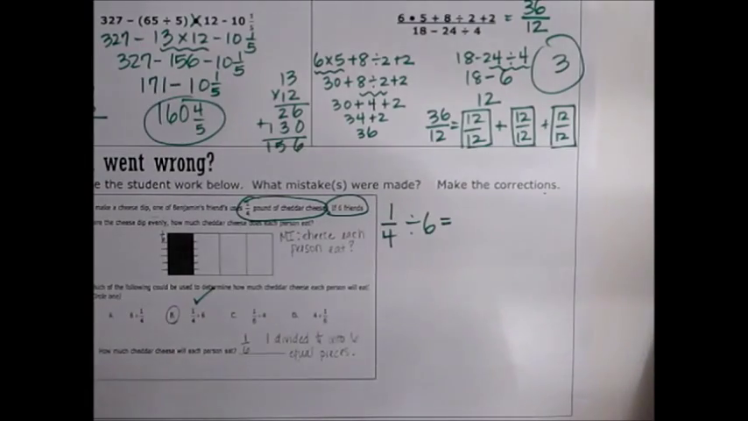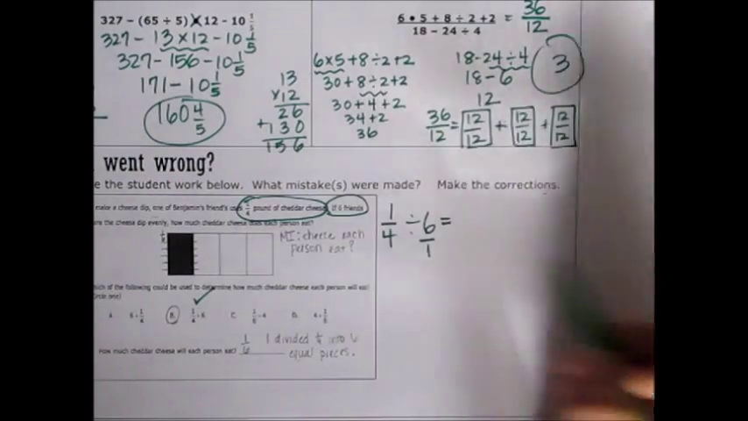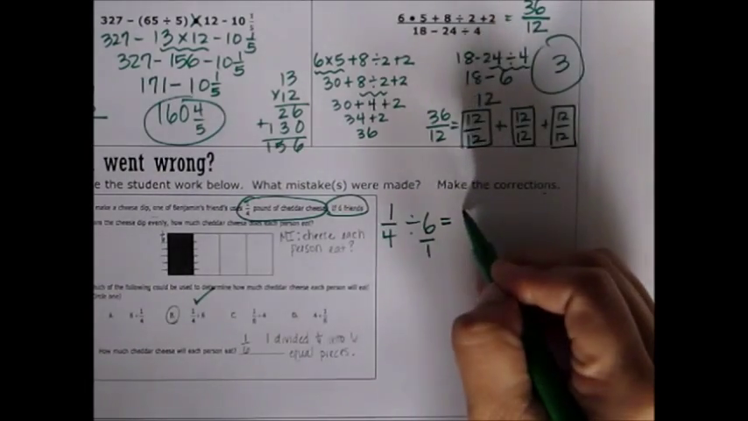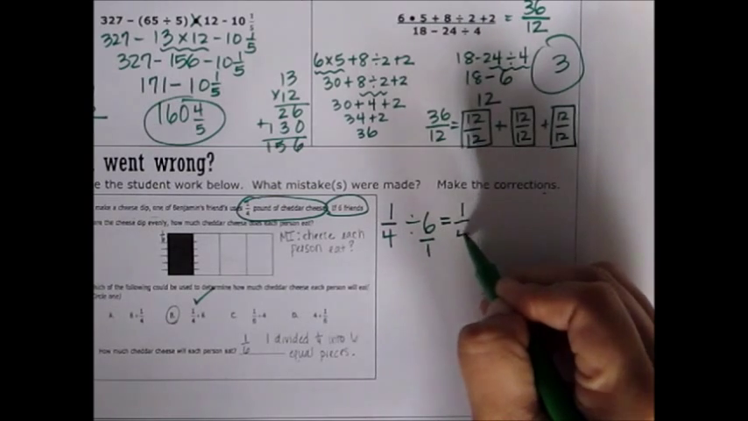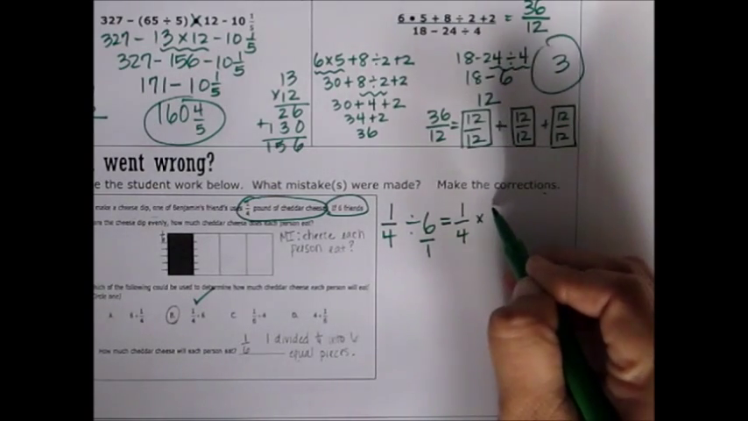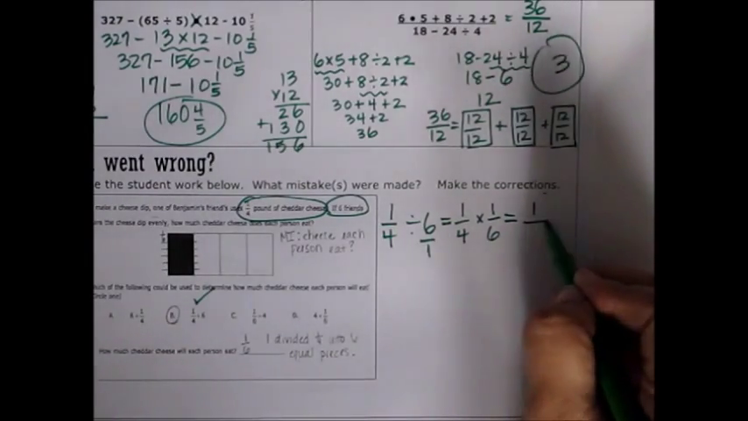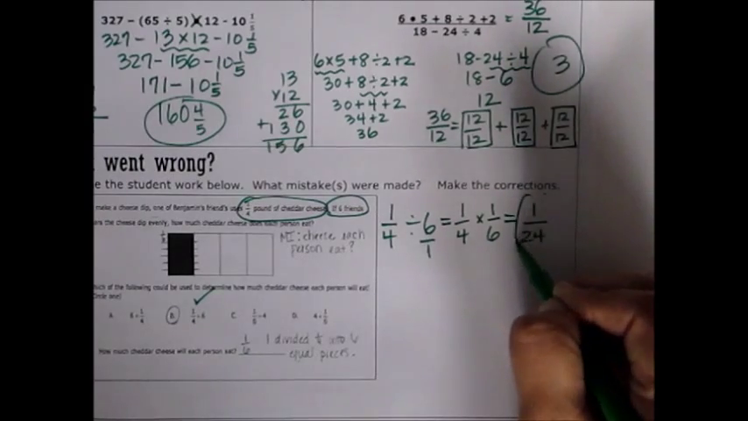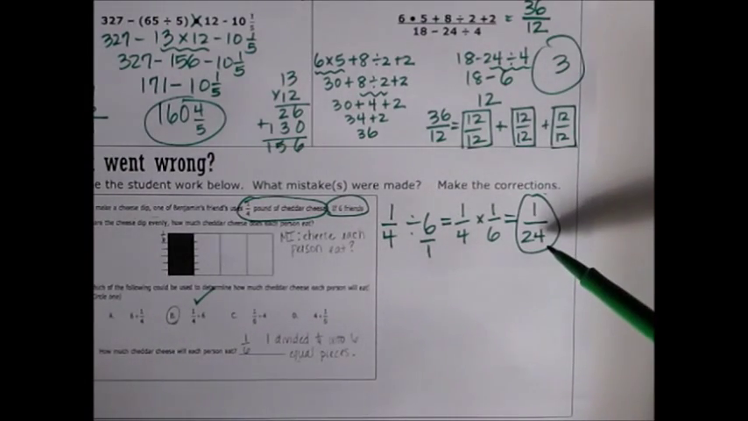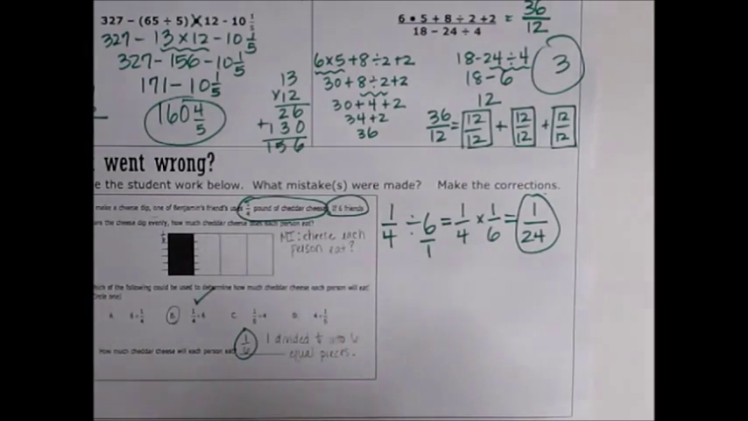So my first step when I'm dividing fractions is I put the whole number over 1. My next step is to rewrite and flip the divisor, okay? Because I'm actually going to now multiply, and I multiply across. 1 times 1 is 1. 4 times 6 is 24. So my answer is 1/24. So each person got 1/24 of the cheese. But see, this kid answered 1/6. So I don't think that they multiplied it across and flipped the divisor. So that is the problem. That was the mistake they made.